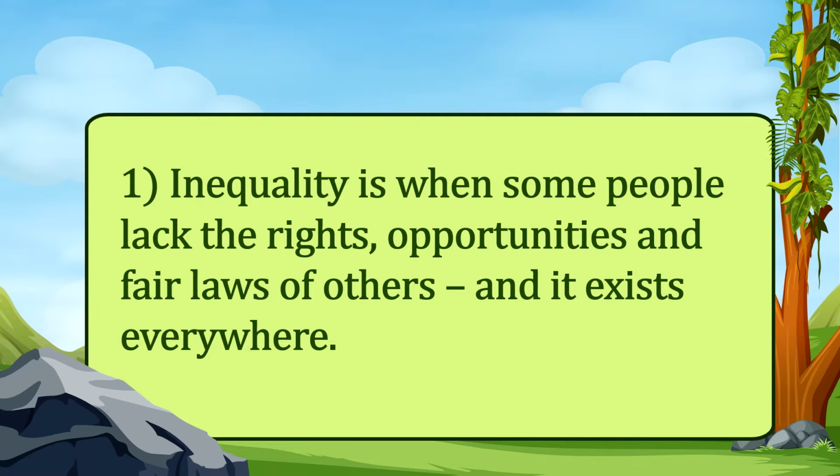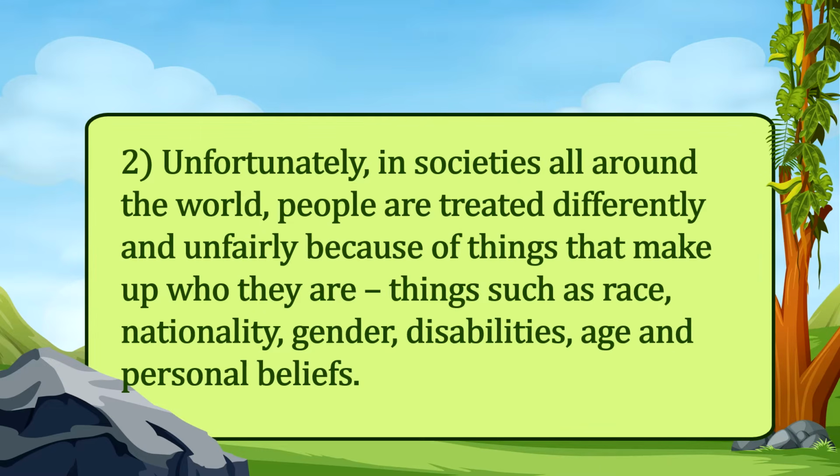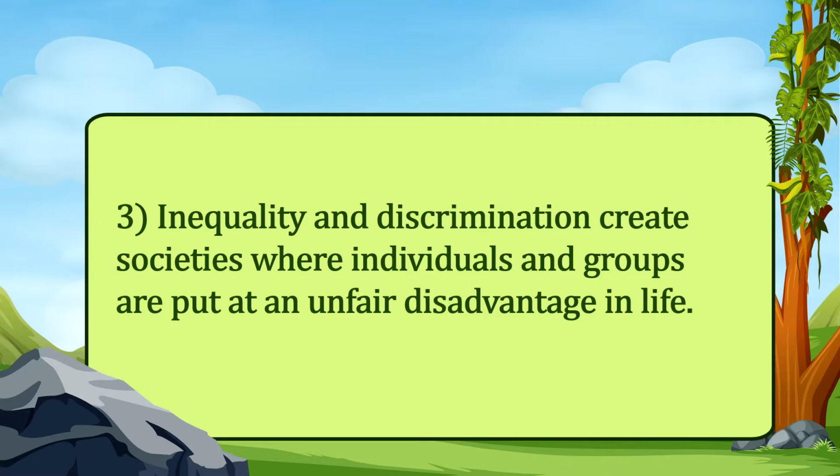1. Inequality is when some people lack the rights, opportunities, and fair laws of others, and it exists everywhere. 2. Unfortunately, in societies all around the world, people are treated differently and unfairly because of things that make up who they are, things such as race, nationality, gender, disabilities, age, and personal beliefs. 3. Inequality and discrimination create societies where individuals and groups are put at an unfair disadvantage in life.